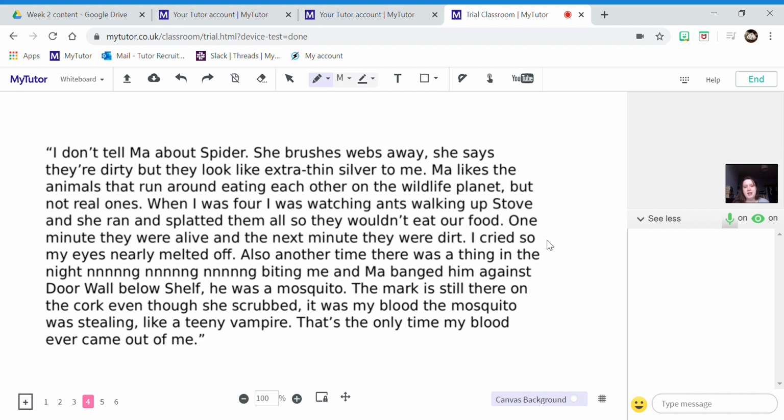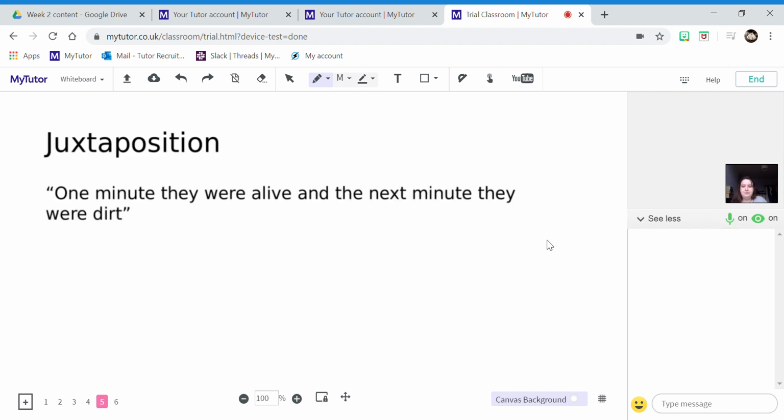Also another time there was a thing in the night, biting me, and Ma banged him against door wall below shelf. He was a mosquito. The mark is still there on the cork, even though she scrubbed. It was my blood the mosquito was stealing, like a teeny vampire. That's the only time my blood ever came out of me.